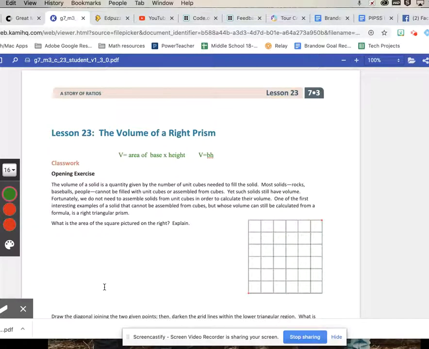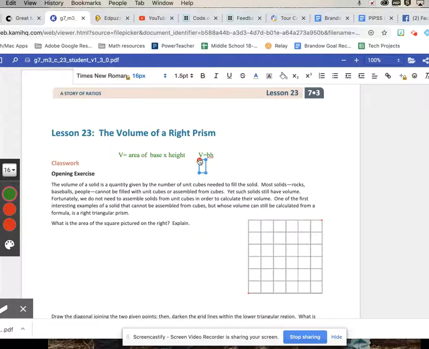Okay, we're doing lesson 23, the volume of a right prism today. At the top, I've posted two different formulas. It's the same formula, just written two different ways. To find the volume of any object, you have to find the area of the base and then times it by the height. So that's exactly what this one is here.